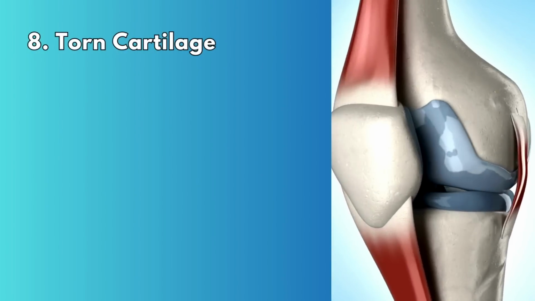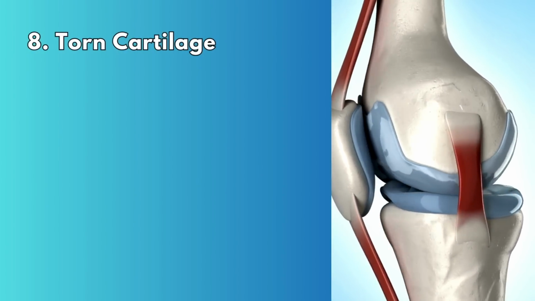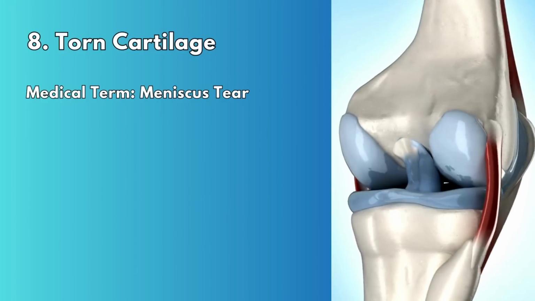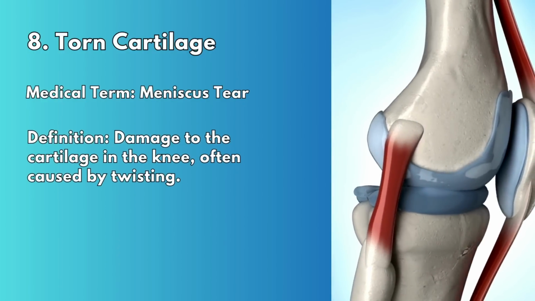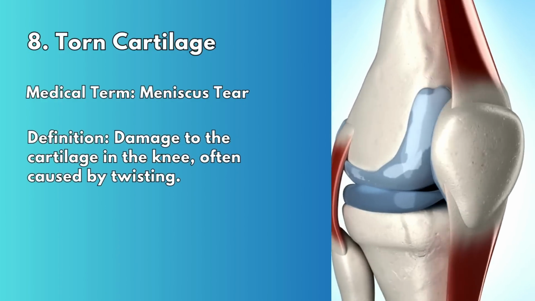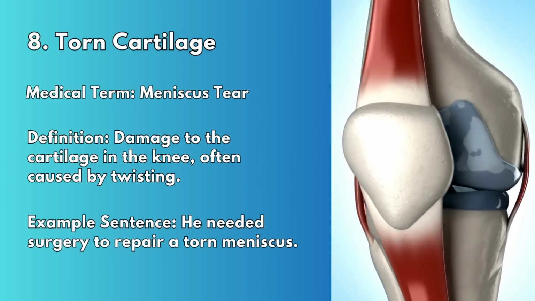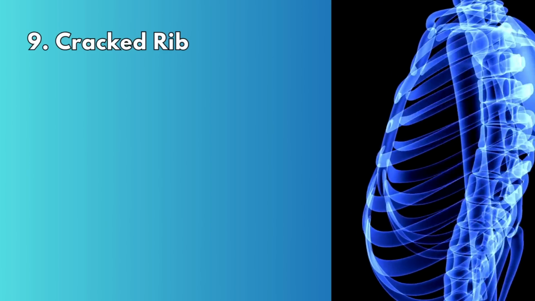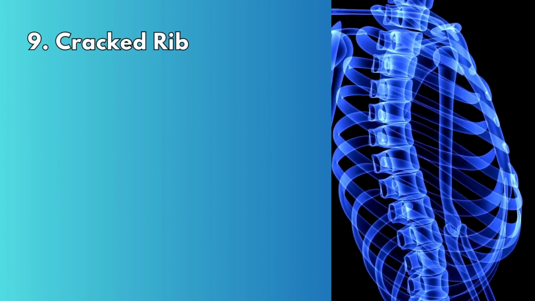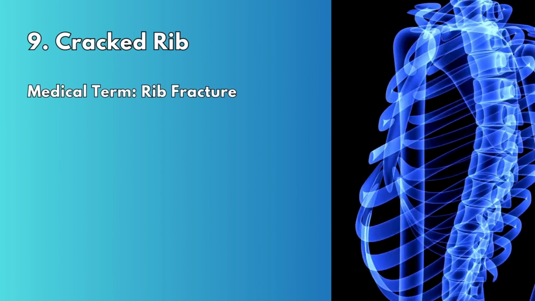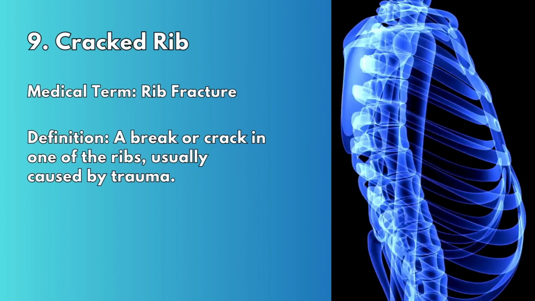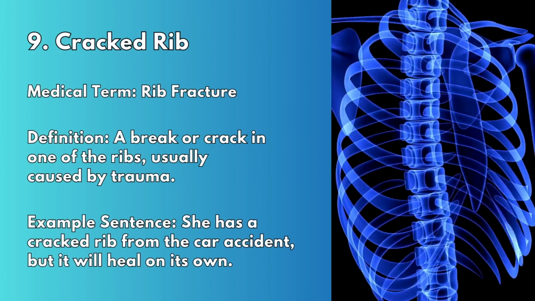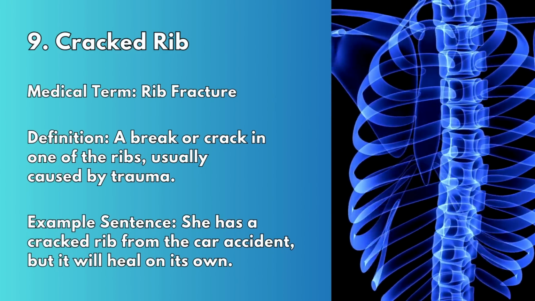Let's move on to torn cartilage. There is cartilage in different parts of the body. One common type of torn cartilage is a meniscus tear. This is damage to the cartilage in the knee, often caused by twisting. He needed surgery to repair a torn meniscus. Our ninth term is a cracked rib. In medical terminology, it would be known as a rib fracture. This is a break or crack in one of the ribs, usually caused by trauma. She has a cracked rib from the car accident, but it will heal on its own.